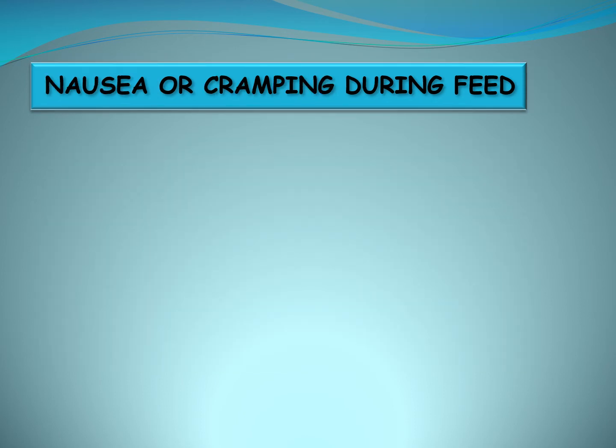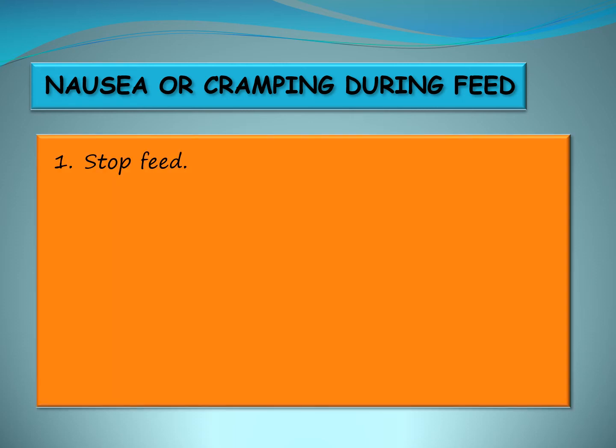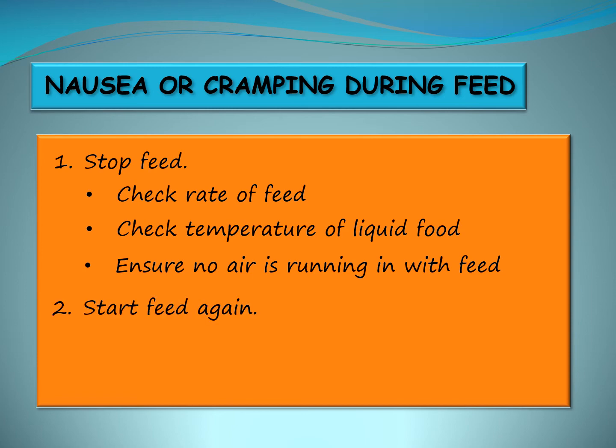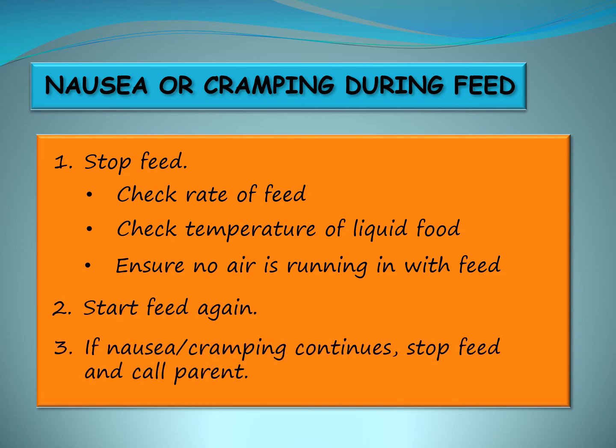If the child is nauseous or has cramping during the feed, stop the feed. Check the rate of the feed as it may need to be decreased. Check the temperature of the liquid food as it may be too cold. It should be at room temperature. Ensure there is no air running in with the feed, as this can cause gas. Start the feed again. If the child continues to be nauseous or has cramping, stop the feed and call the parent.